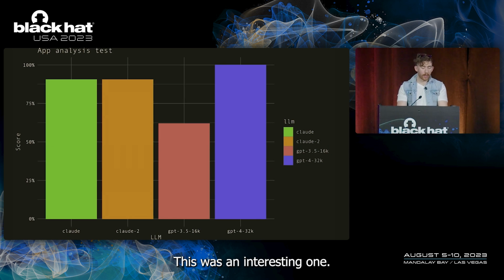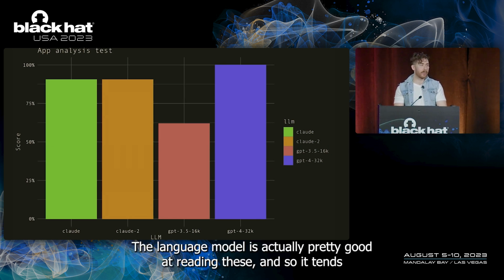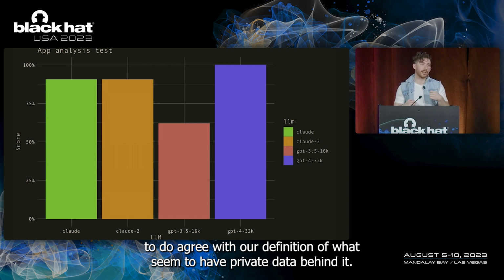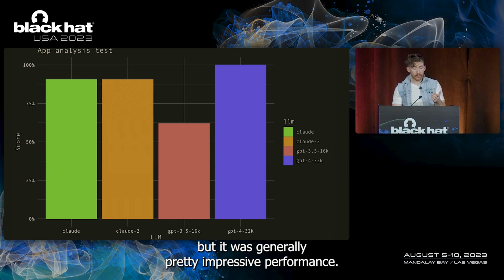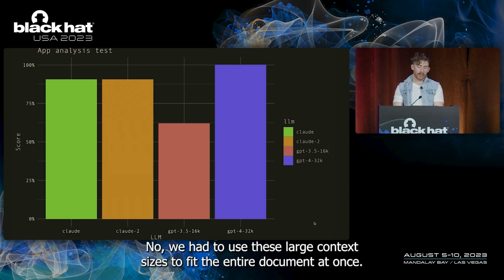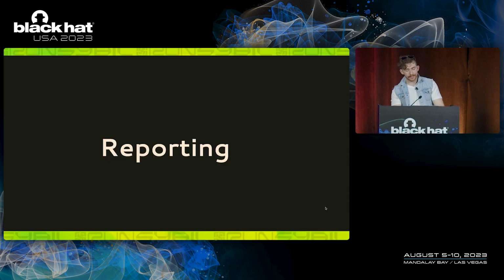This was an interesting one. The language model was actually pretty good at reading these. So it tended to agree with our definition of what seemed to have private data behind it. Now, keep in mind, 100% means 100% out of 30, not 100% in your life. But it was generally pretty impressive performance. Note, we had to use the large context sizes to fit the entire document in at once.